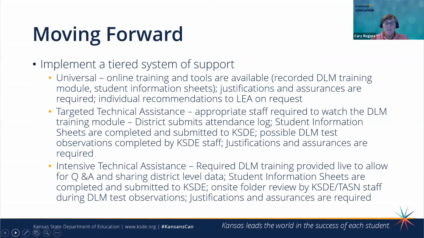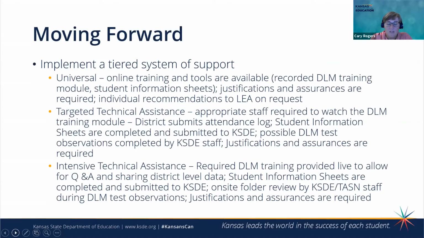One of the requirements of having a 1% waiver is that states must monitor and regularly evaluate each LEA to ensure that all students are appropriately assessed. States must also show substantial progress in lowering the 1% participation rate. To better achieve this progress, KSDE is implementing a tiered system of support for the 1%. We have 3 levels: universal, targeted technical assistance, and intensive technical assistance.